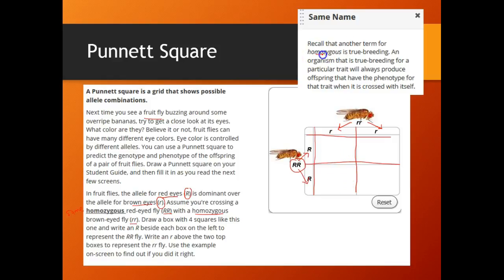Okay, again, remember homozygous is kind of the same thing as saying true breeding or purebred. It only has one particular version for each gene, one particular allele for a certain gene, and so it's always going to produce offspring that have the phenotype for that trait when it is crossed with itself.